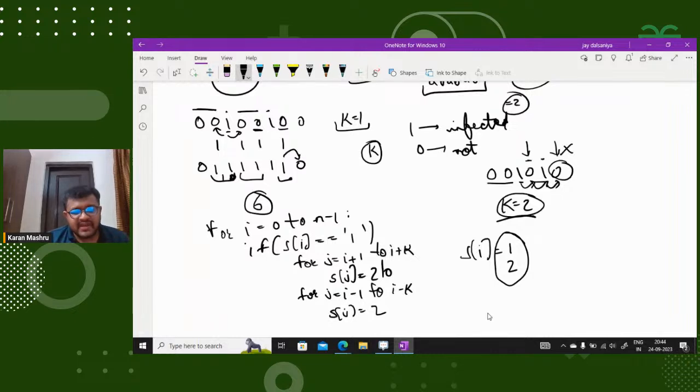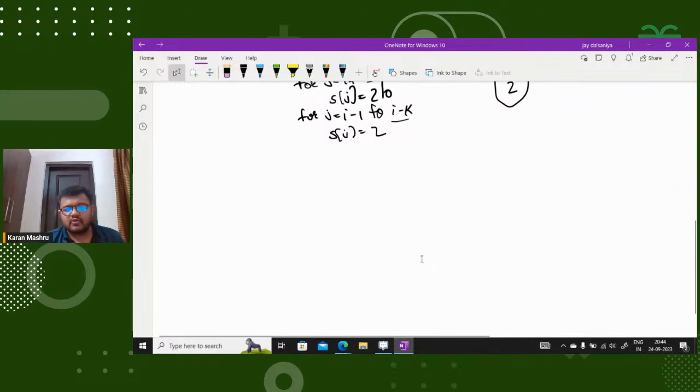See, for every index you are making two loops of size k, so total time complexity would be n into k. This will take a lot of time. Are you getting my point? So this will give you time limit exceeded, so you need to think of something better. Okay, now understand one thing.